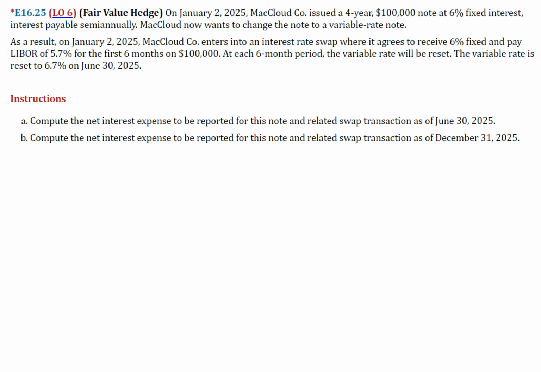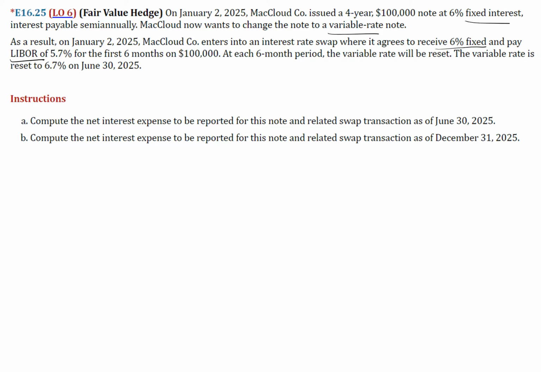Now we will do one interest rate swap problem from the exercise. MacLeod issued a 4-year $100,000 note at a 6% interest rate, and he wants to enter into a swap to convert this fixed interest into a variable rate. So he entered into a swap contract where the agreement was that he will receive 6% fixed rate and he will pay at LIBOR rate. LIBOR means London Interbank Offer Rate.